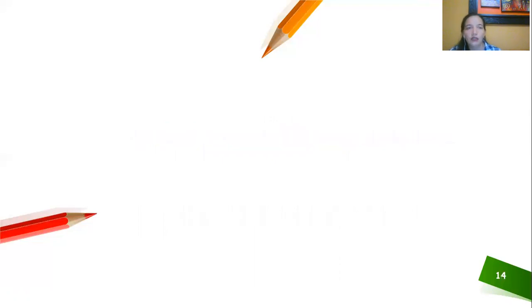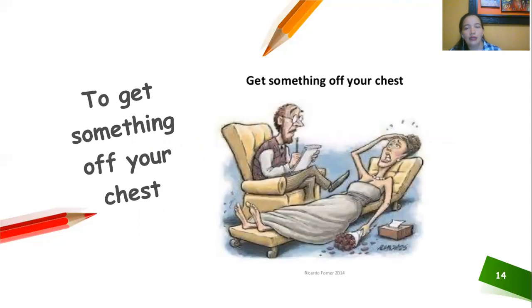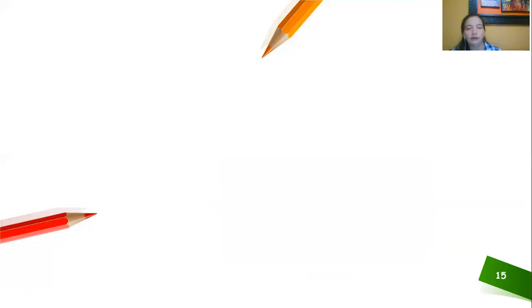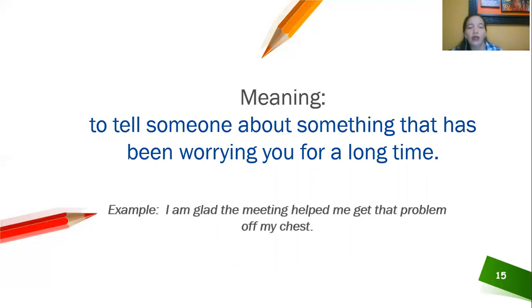That's the first idiom. Second one, to get something off your chest. So it's not that I'm going to put my hands in my chest and take something out, right? To get something off your chest is this: when you have something that bothers you, that worries you, that concerns you, and you go to a friend, a priest, a psychologist, and you tell them what you feel in order to feel better. That's to get something off your chest. To tell someone about something that has been worrying you for a long time. Example, I'm glad the meeting helped me get that problem off my chest.